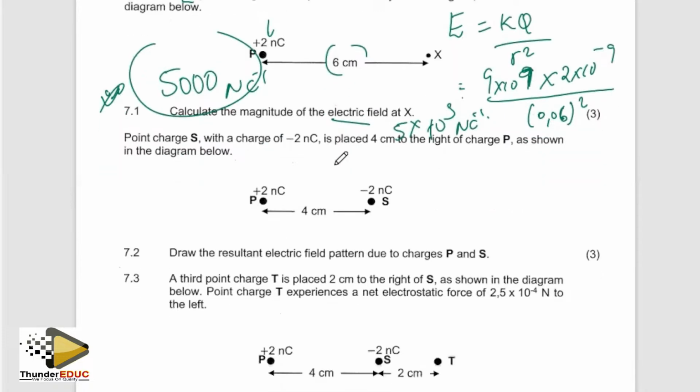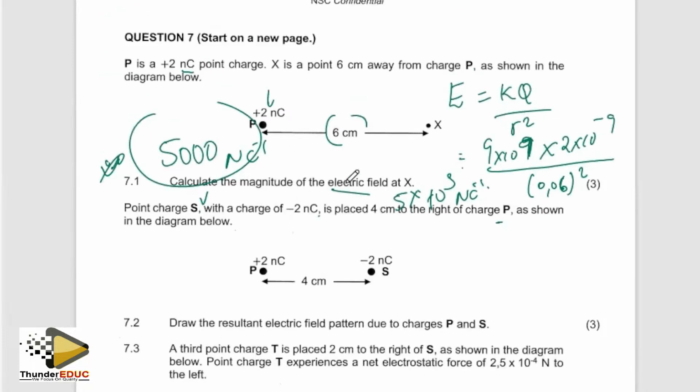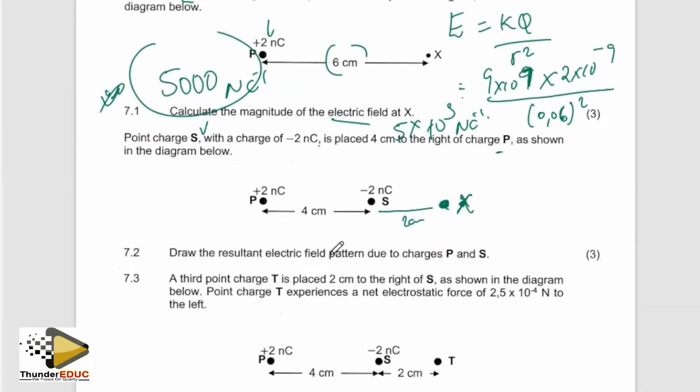All right, then they're telling us that now there is point charge S with a charge of negative 2 nanocoulomb that is placed 4 centimeters to the right of P. Remember, this was X. Let me just put X here. And then this is going to be 2 centimeters to make it 6. Then they want us to draw the resultant electric field pattern due to P and S. So we know that P is positive, S is negative.